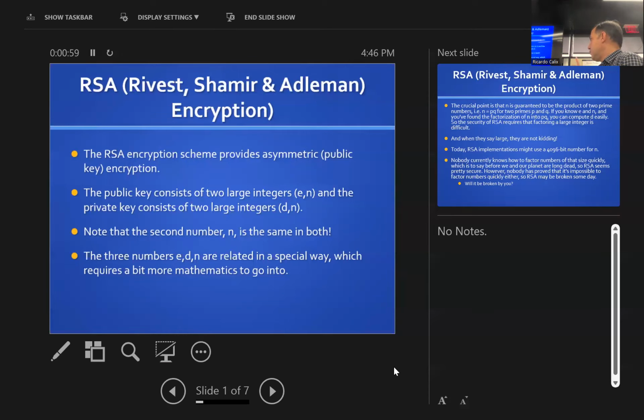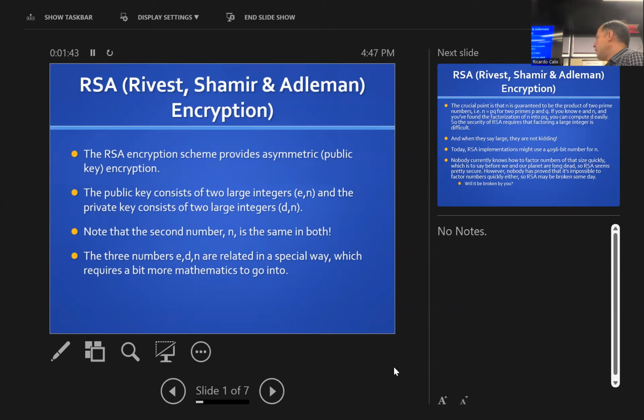And the private key consists of two large integers, D and N. Notice that they have N in common, but D really becomes the private exponent, as it's called, and that you should not share with anyone. But usually, when you store your private key as a file, you store both values in the file, okay? And when you make available your public key, you make available E comma N, so two values, okay? So the public key consists of two large integers, E comma N, and the private key consists of two large integers, D comma N. Note that the second number N is the same for both.